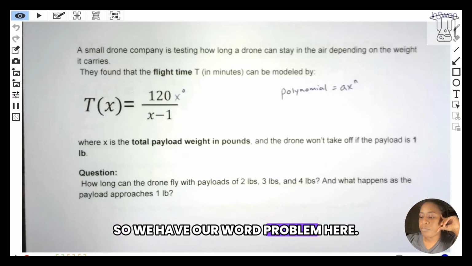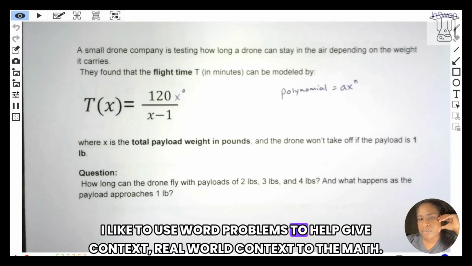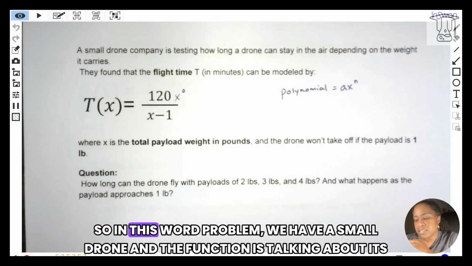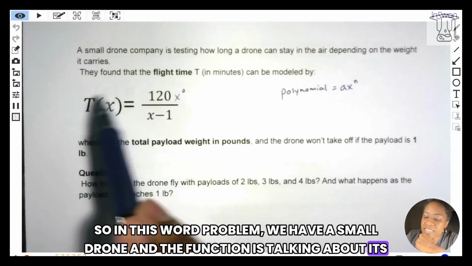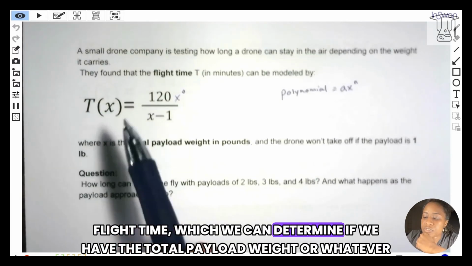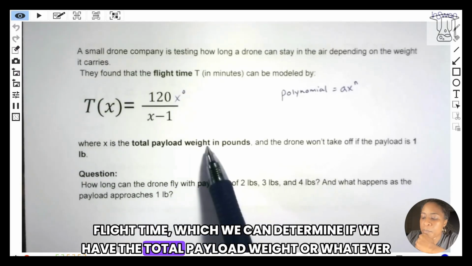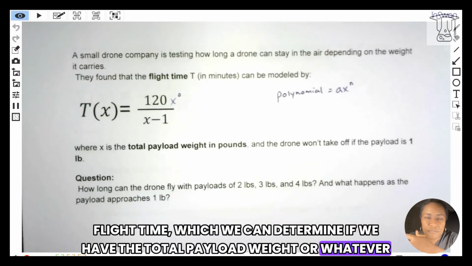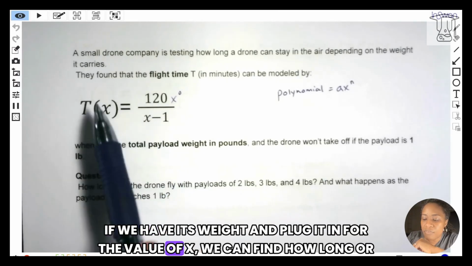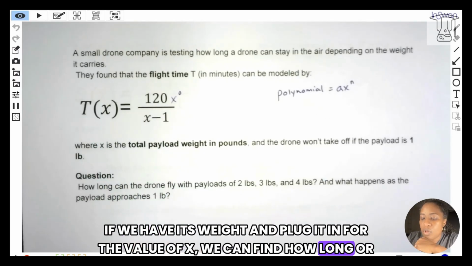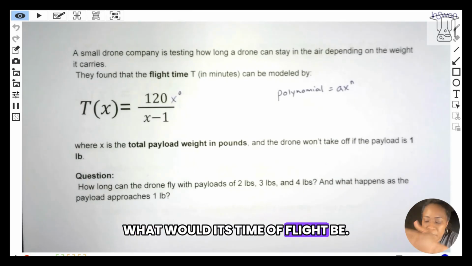So we have our word problem here. I like to use word problems to help give context, real world context into the math. So in this word problem, we have a small drone, and the function is talking about its flight time, which we can determine if we have the total payload weight or whatever cargo it's carrying. If we have its weight and plug it in for the value of x, we can find what will its time of flight be.